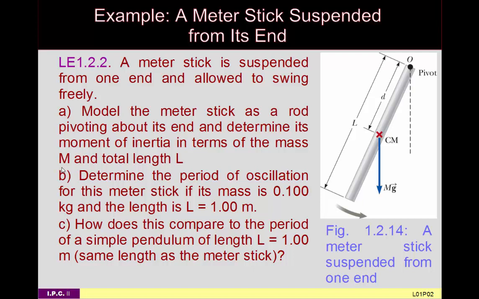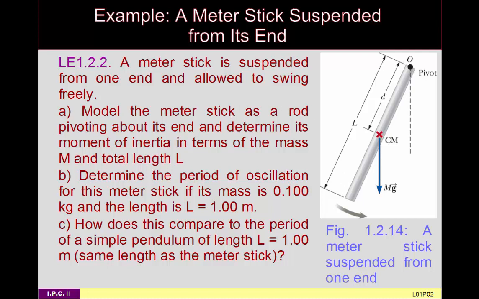Has a mass, big M, has a length, big L. Probably big L is 1 meter since it's a meter stick. And you'll recall from your Physics 1 class that the moment of inertia for a meter stick is going to be the same as the moment of inertia of a long cylinder, basically. And we're going to treat it actually as a long, thin rod.